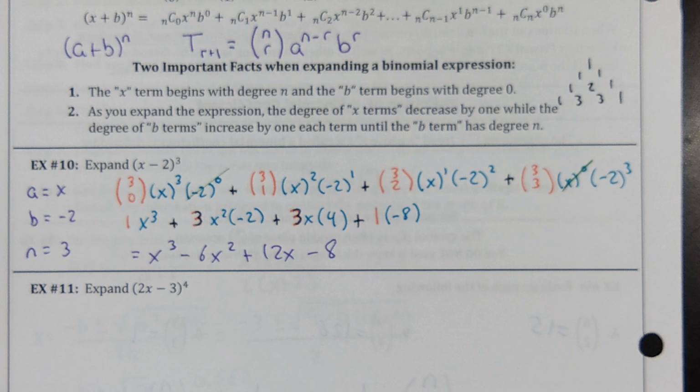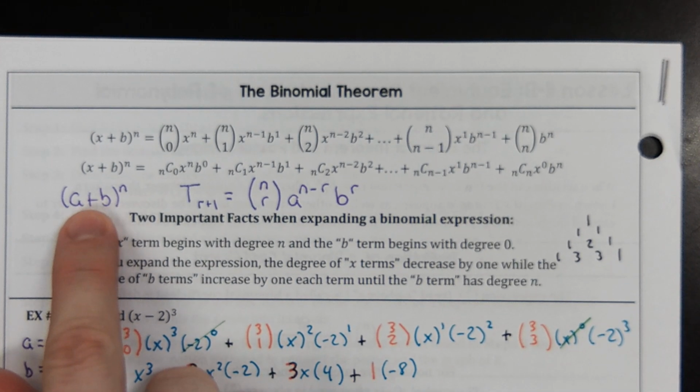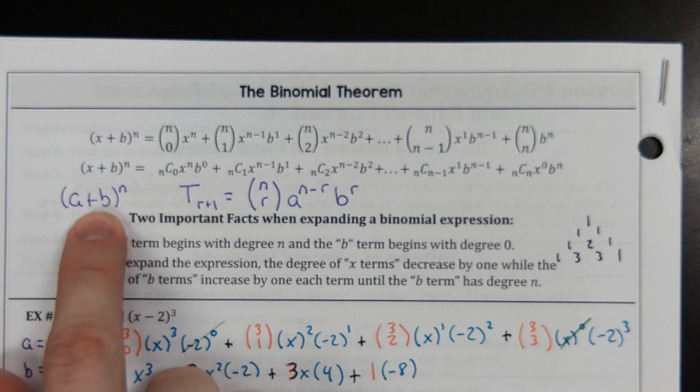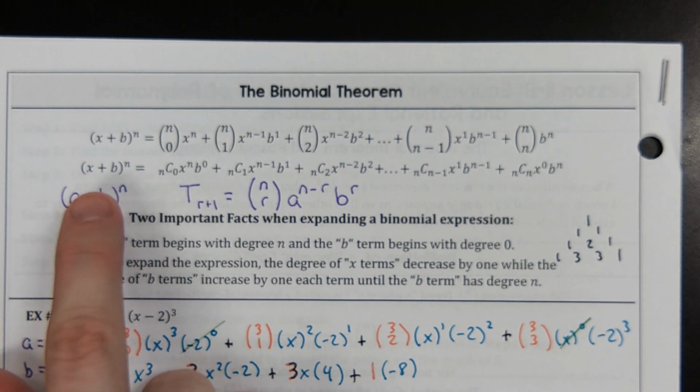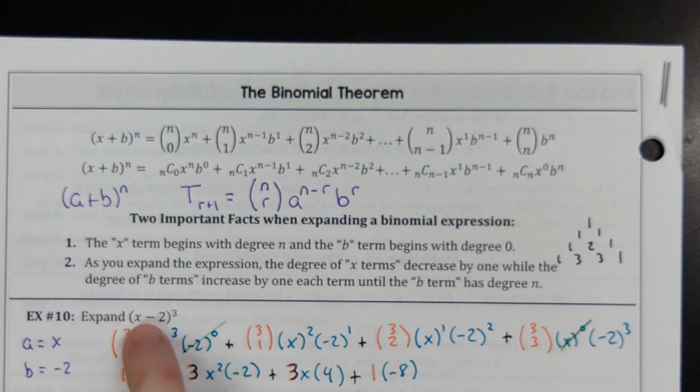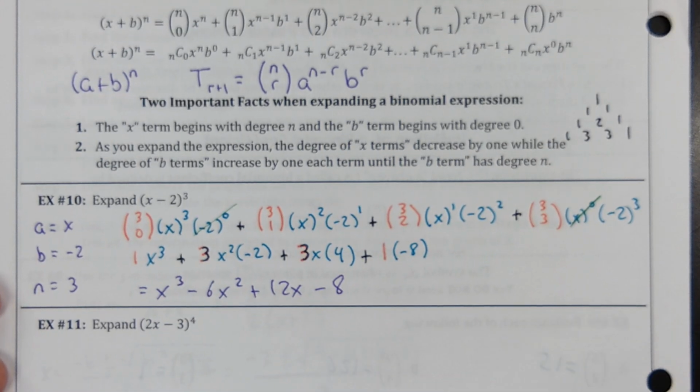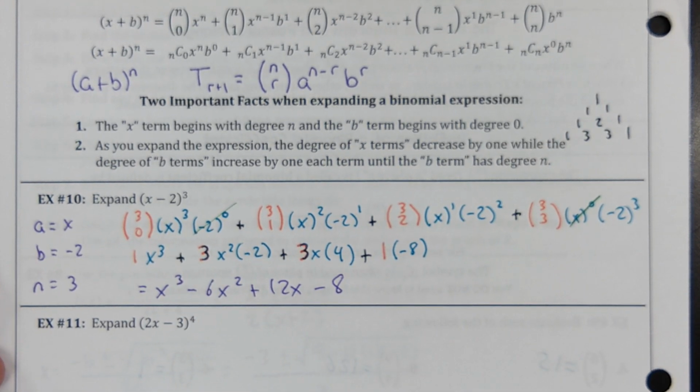Yes, Uriel. What is B? So it's just one of the two things in the parentheses. It's always an object plus another object. So here, what you're thinking of this as being is x plus negative 2. So A is x and B is the negative 2. It's just the other thing in the parentheses.